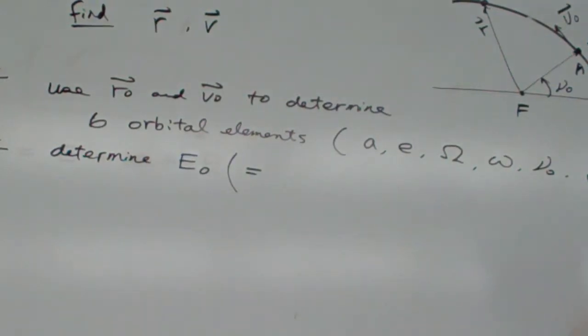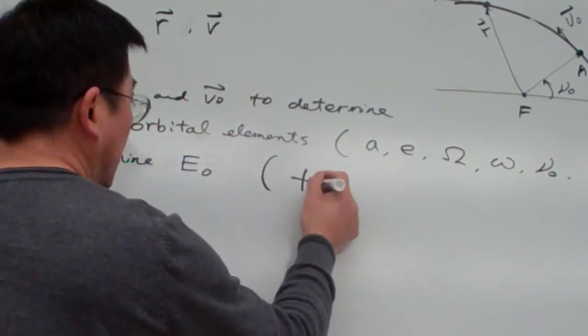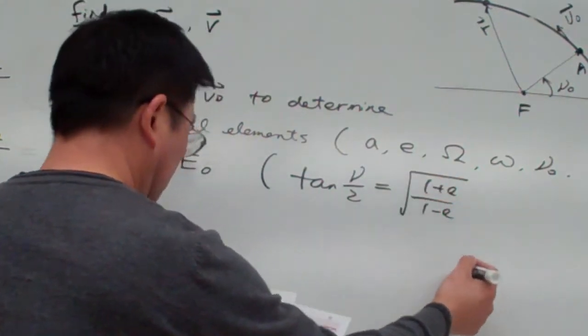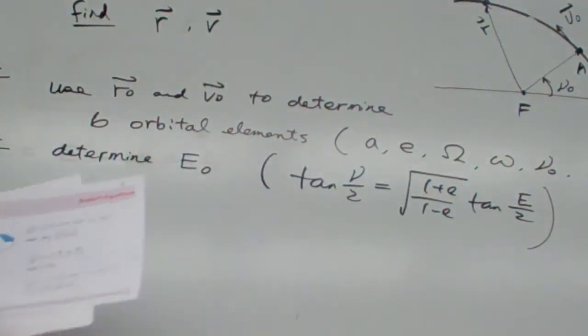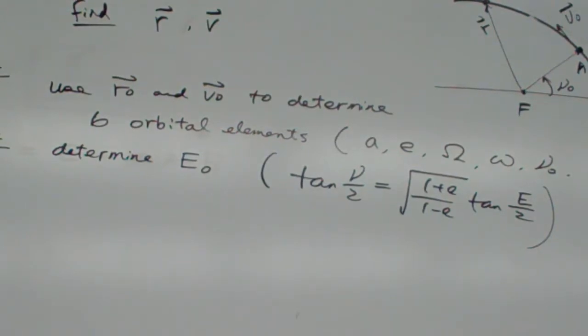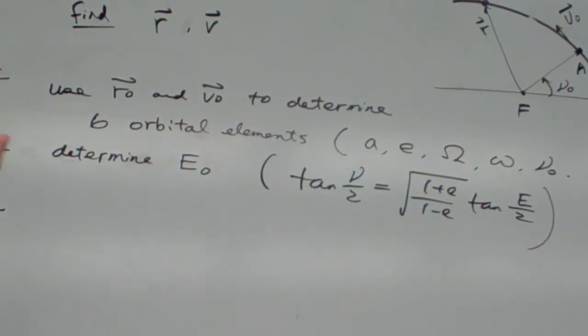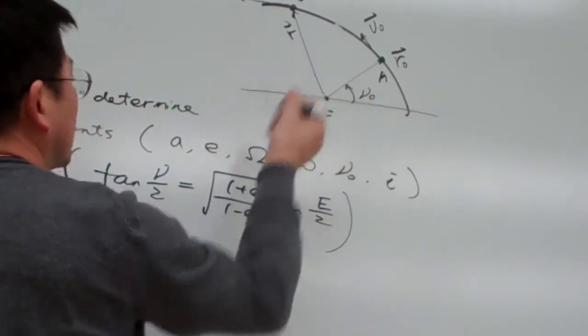So from that handout, basically you can utilize this equation. I can calculate E0 by tangent of mu over 2 equal to the square root of (1 plus E) over (1 minus E), times tangent of E over 2. You can utilize this equation to determine E0, okay? And so we gradually move on to step 3. Right now here you can see we have the corresponding value.